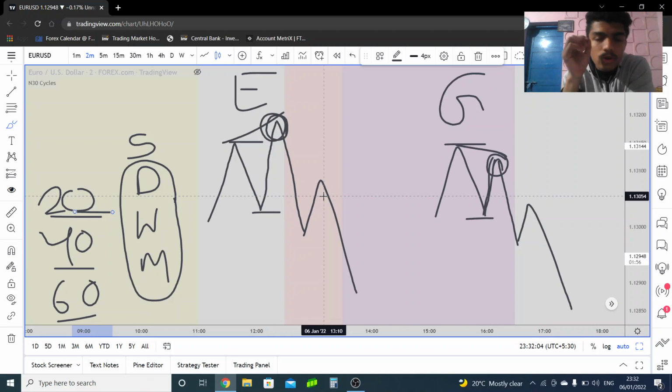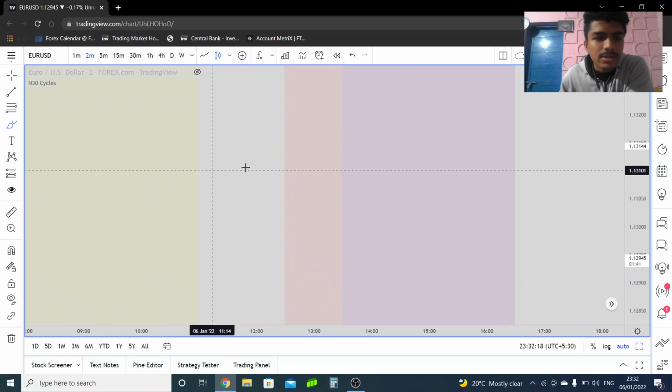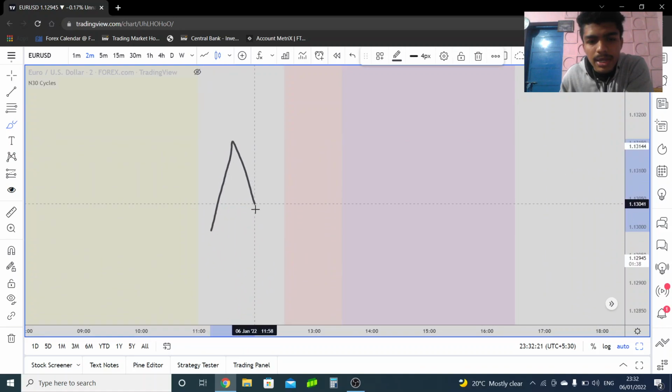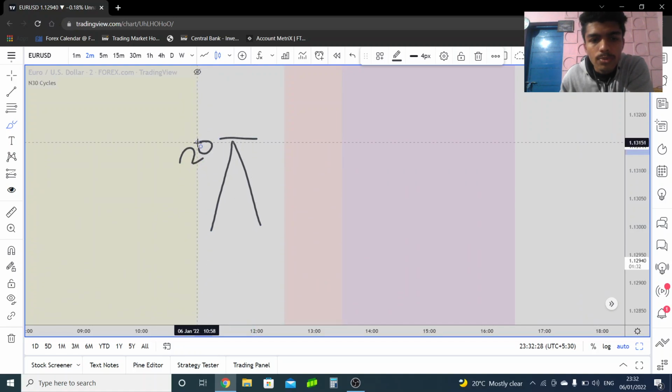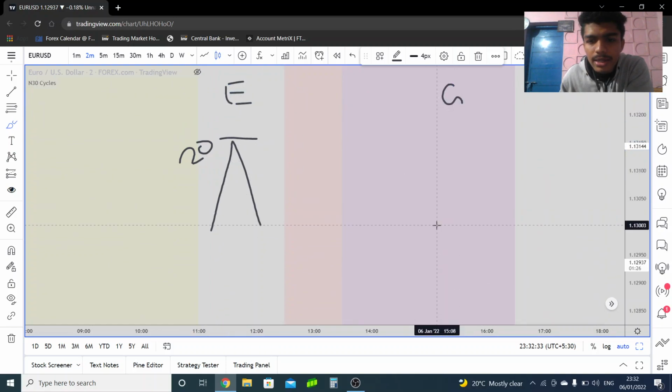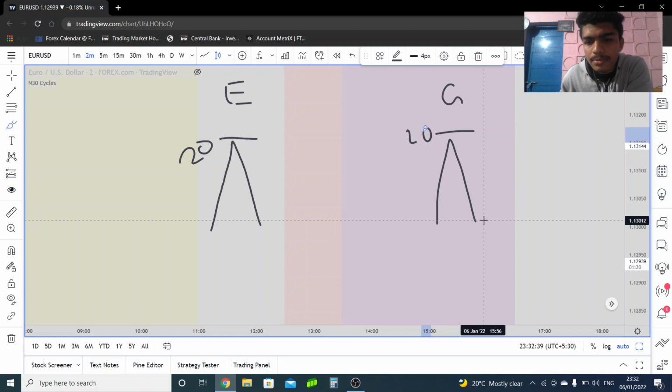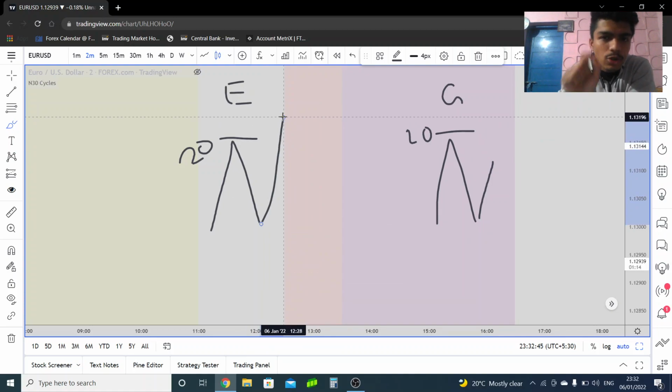Even after knowing this we get stopped out, because we don't know the right time to look for SMT. So the right time to look for SMT is, let me erase this, if the market is breaking this 20-day old high on Euro and on GBP the market is failing to take this 20-day old high, this is the right time. This is the right time to look for SMT.